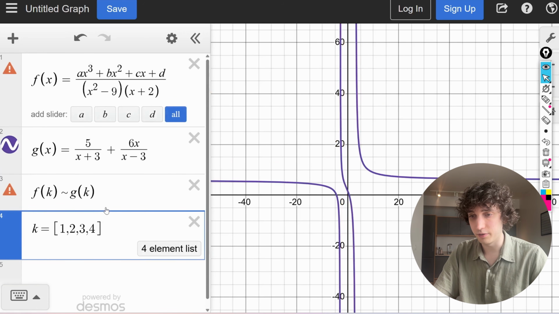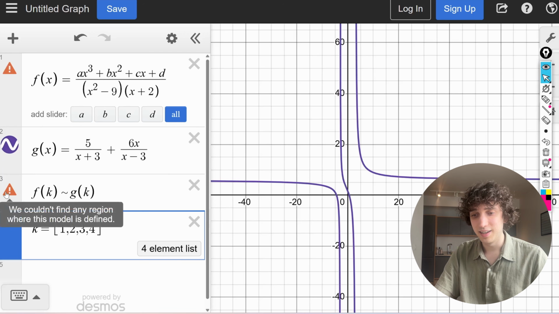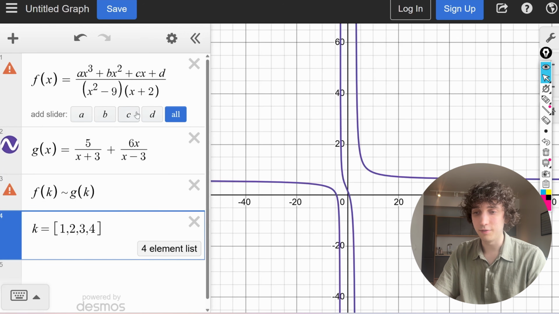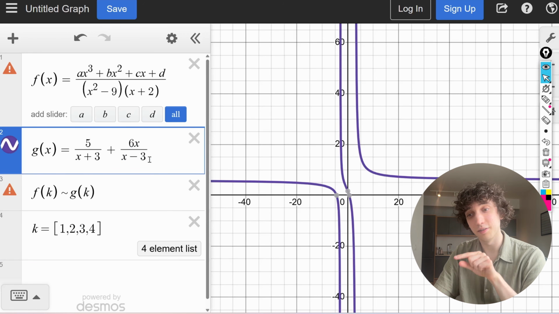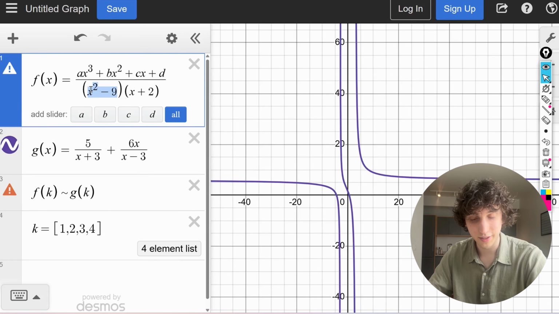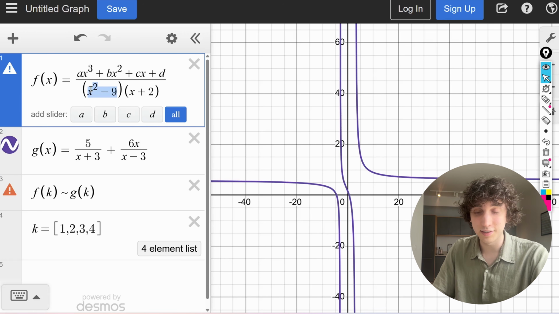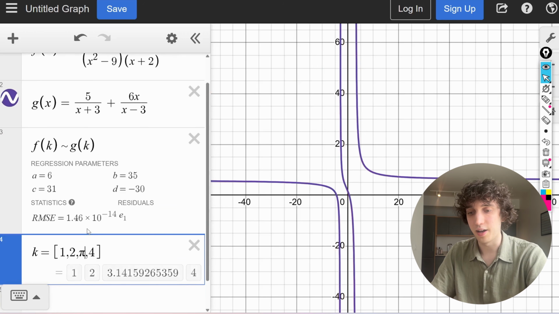So now we have 4 different points, but the problem is Desmos clearly doesn't like this. And it doesn't really tell us why explicitly, but think about what happens if you plug in 3 into these functions. For g of x, you get 3 minus 3, which is a denominator of 0. And in f of x, you get 3 squared minus 9, which is also a denominator of 0. And this is problematic because it's trying to fit something that's undefined to something that's undefined. It can't do that. And so we're going to replace 3. Let's do pi just for fun.